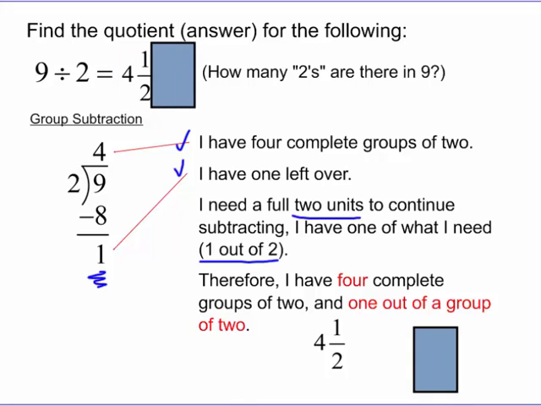So 9 divided by 2 is the same as 4.5, or 4 whole units and 1 out of 2 partial units.